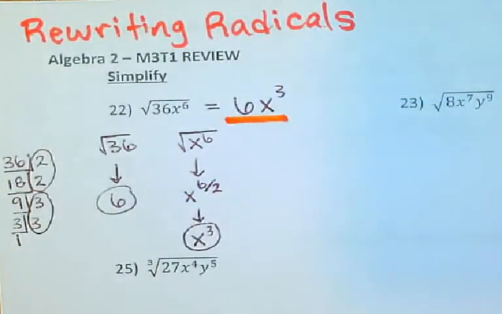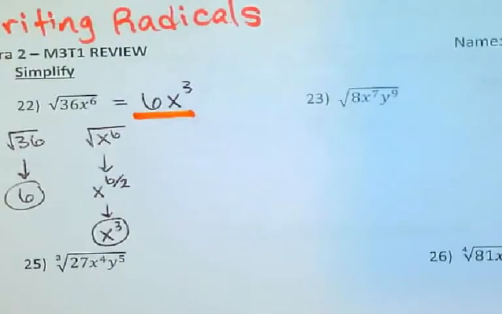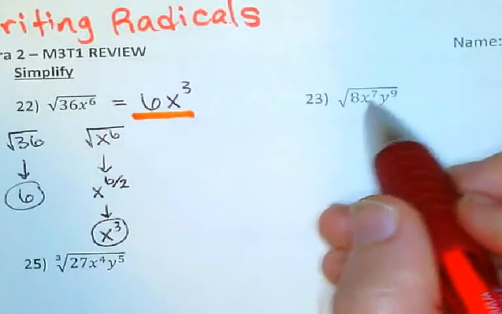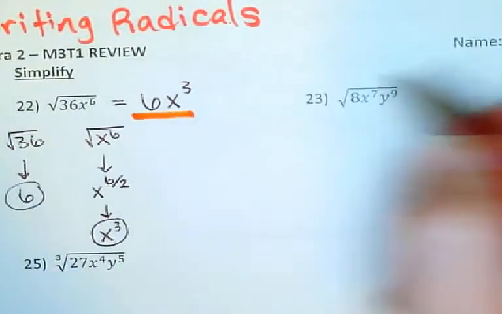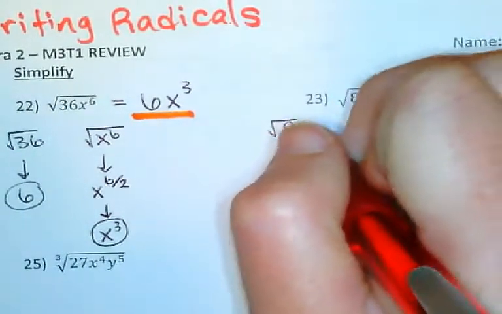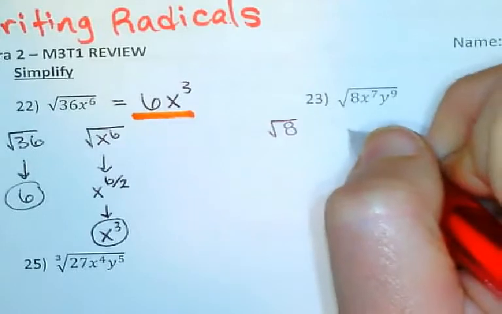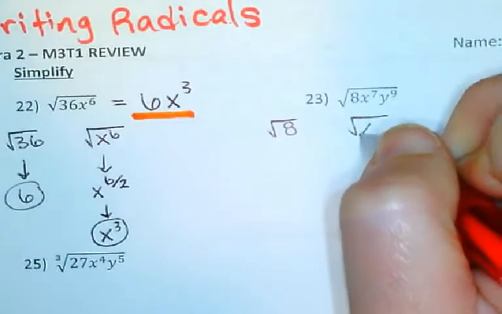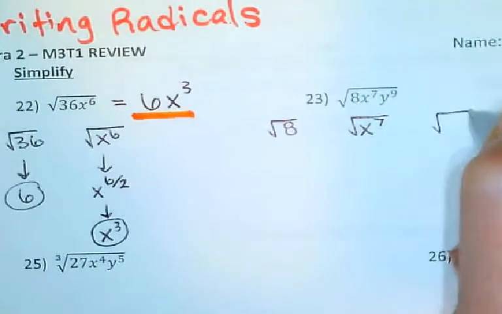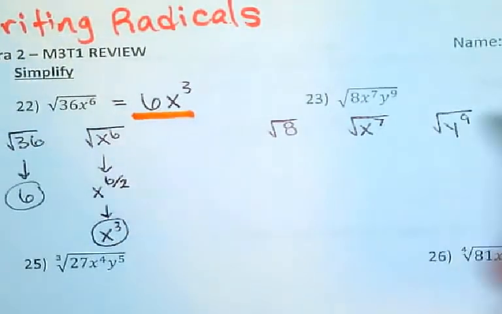Alright, so let's take a look at another example. How about this one right next to it, where we have the square root of 8 x to the 7th y to the 9th. Again, we're going to split this up. So we're going to have the square root of 8, the square root of x to the 7th, and then the square root of y to the 9th.